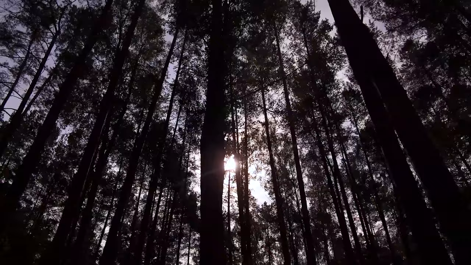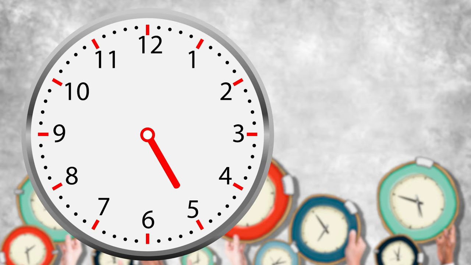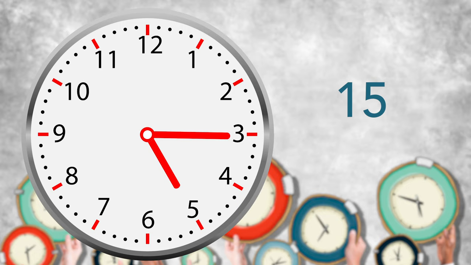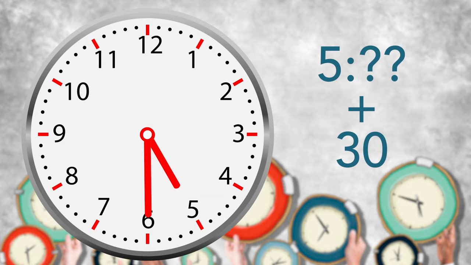Let's try to see if we can figure out some more times on our clock. If the little hand is pointing at the 5 and the big hand is pointing at the 6, what time is it? We know that the first number is 5, so now all we need to do is count by 5s to find out the rest of the time. 5, 10, 15, 20, 25, 30. When we put the 5 and the 30 together, what time does that become? Did you say 5:30? If you did, you're right.